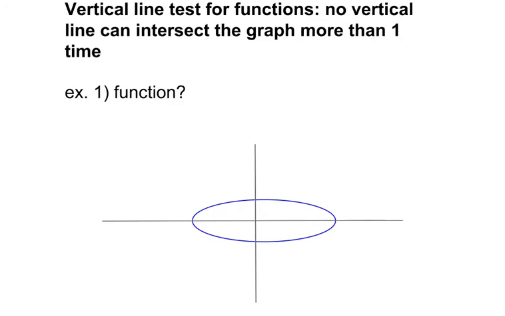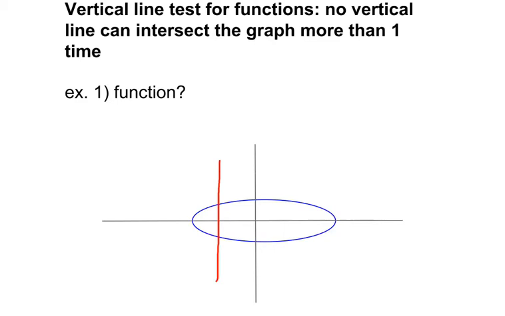Okay, so the vertical line test for functions. No vertical line can intersect or cross the graph more than one time for it to be a function. So let's take a look at this first graph, and we're going to go ahead and take your pencil and draw this on your paper real quickly, and then draw a vertical line through the graph.